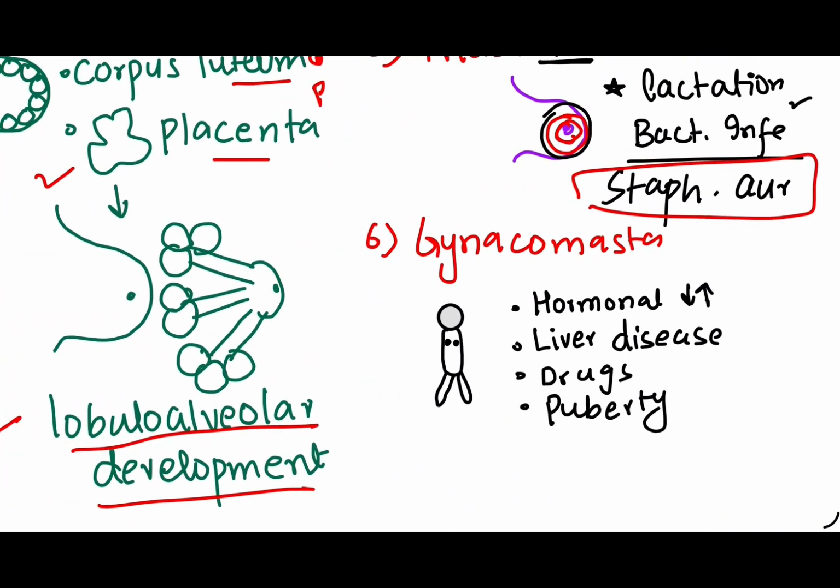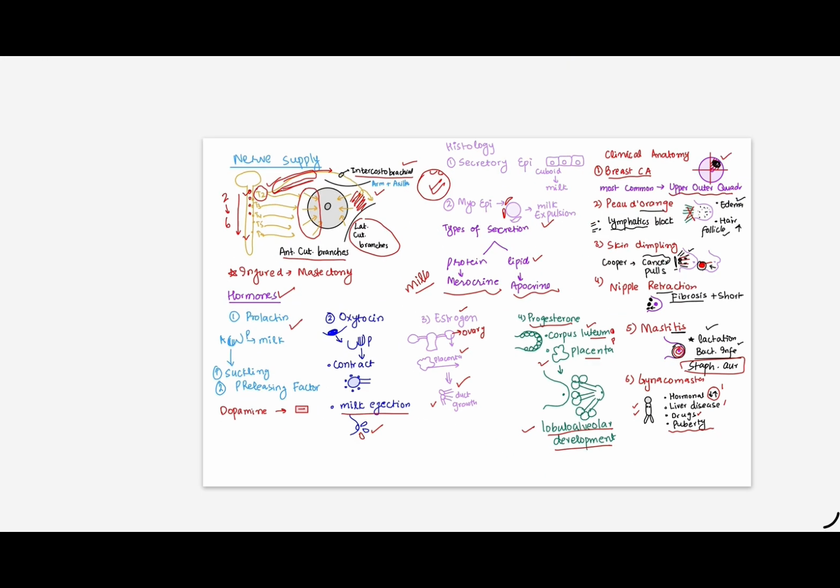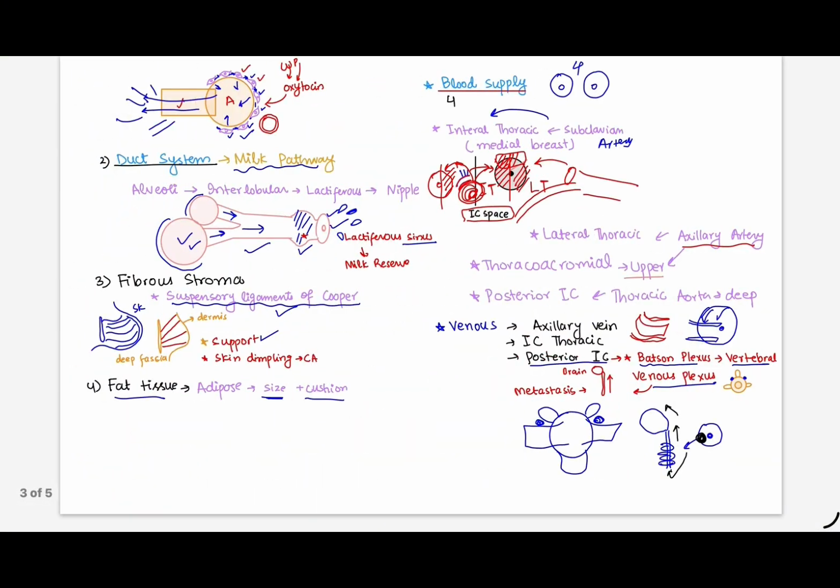Gynecomastia, you will mostly see this in gynecology: if a male person is going to develop female-like breasts, that's called gynecomastia. It can happen when your hormones are imbalanced, or you have some liver disease going on, or you are on some drugs, or it's puberty, which can also cause gynecomastia, but that is more physiological, the others are abnormal. Okay, this is all we have discussed from breast anatomy.